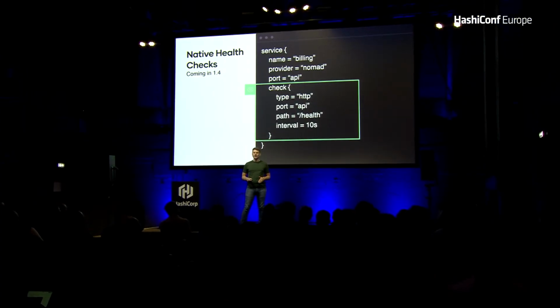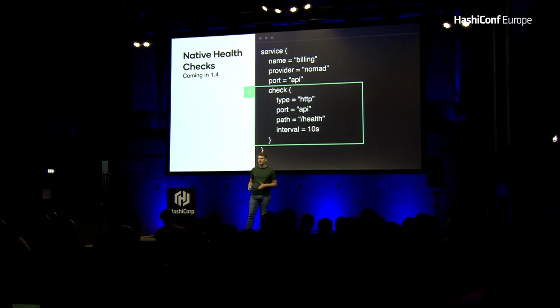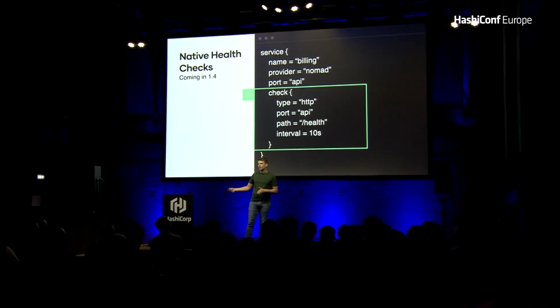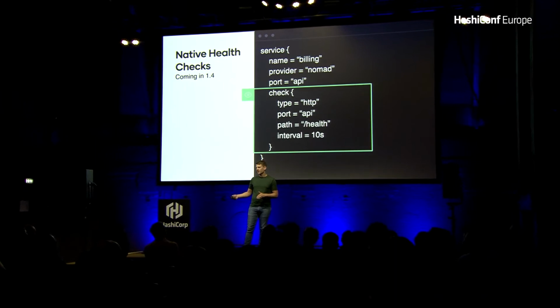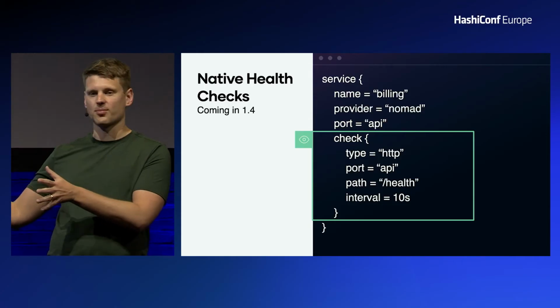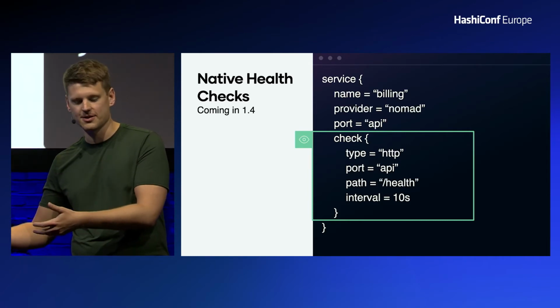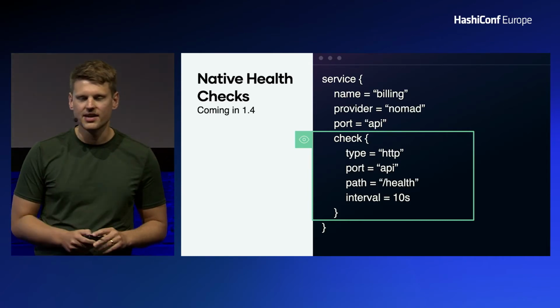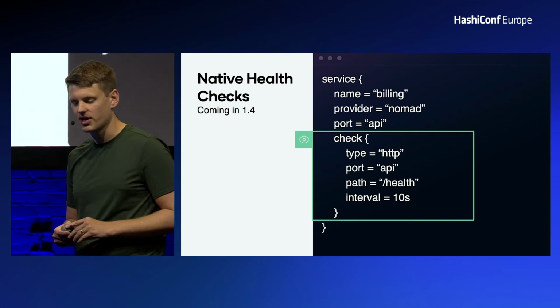These are HTTP or TCP health checks, again, built right into Nomad. Just like you would configure a Consul health check running on Consul, you could do the same thing on the Nomad side as well, without having to set up that extra architecture until you need it. So that's native health checks and basic service discovery.